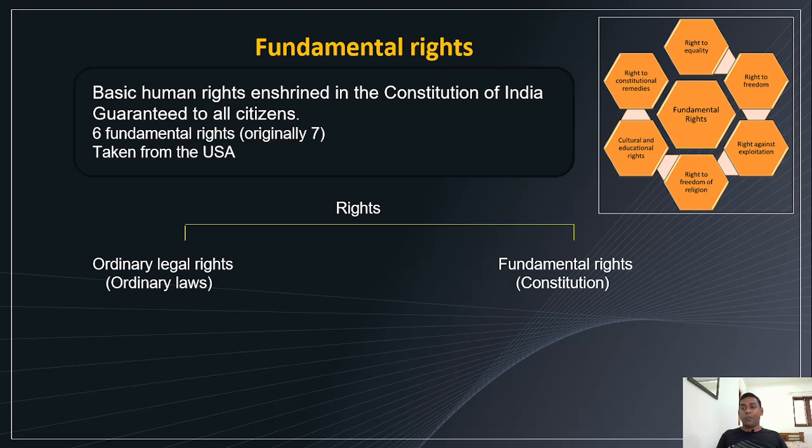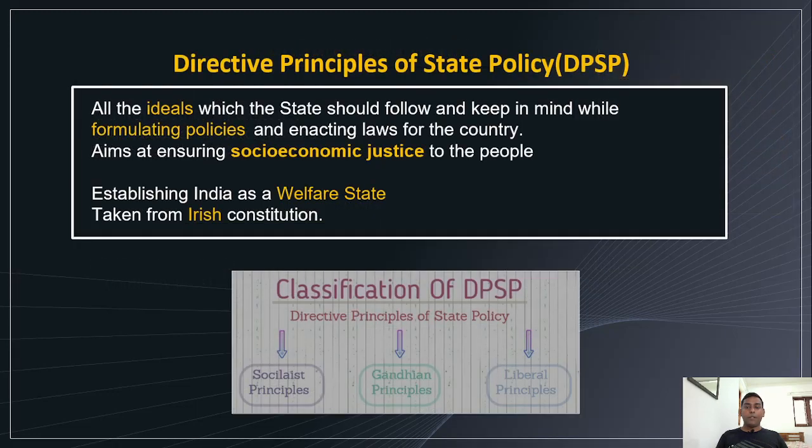You can make a short form for this, FREC. Okay, yeah. There are more mnemonics. Okay. Then rights. There are 2 types of rights: ordinary rights and fundamental rights. Ordinary rights are supported by ordinary laws, but fundamental rights by what? Constitution of India. Then directive principles of state policy, DPSP.